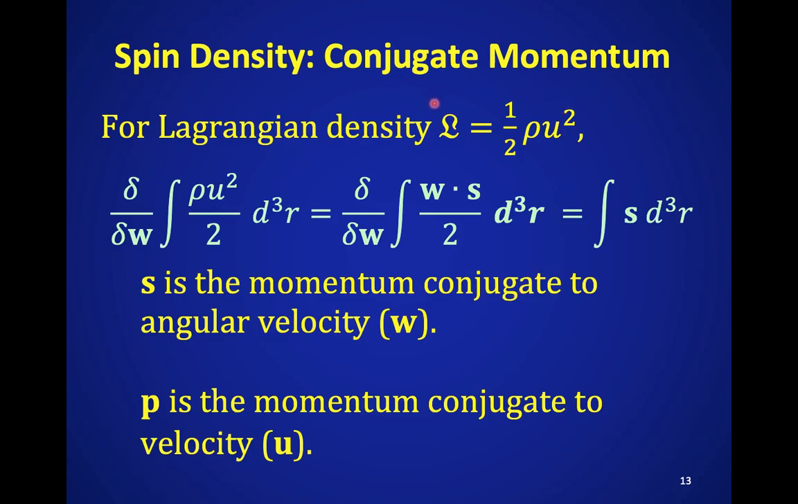Okay, if we have a Lagrangian that depends on the velocity only through the kinetic energy, the normal way, then the spin density would be the momentum conjugate to the angular velocity. So if we start with 1/2 rho u squared, we can integrate that by parts. We get w dot s, angular velocity times the spin density. And doing the functional derivative, we have to treat s as a function of the angular velocity as well. Just like here, there's 2 factors of u. Here, we're going to end up getting 2 contributions. So the factor of 2 drops out, and the conjugate momentum is the spin density. And likewise, the momentum density is the momentum conjugate to the normal velocity.